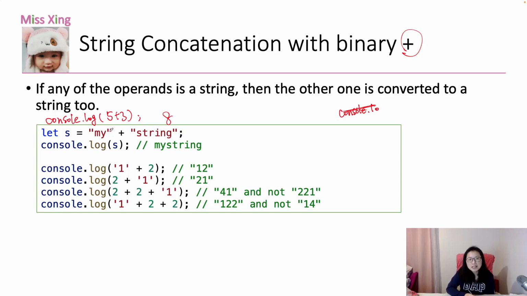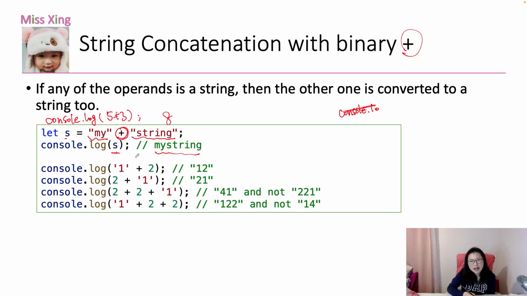But if we use plus, a binary operator, and any of the operands is a string, then the other one is converted to a string too. This is called string concatenation. Suppose I have let s, and here we have a binary plus operator with strings on the left side and the right side. It will do string concatenation. When we console log s, you will get my string. They are concatenated together.